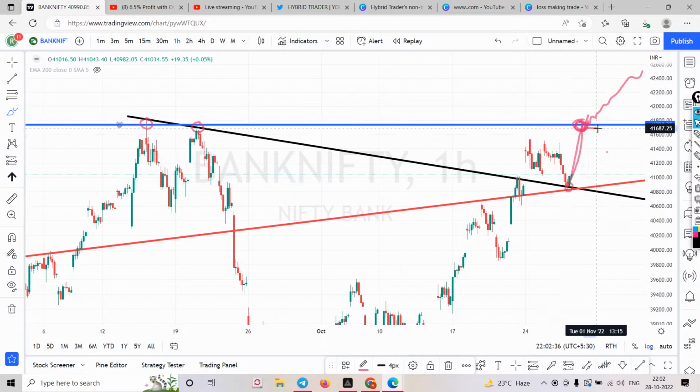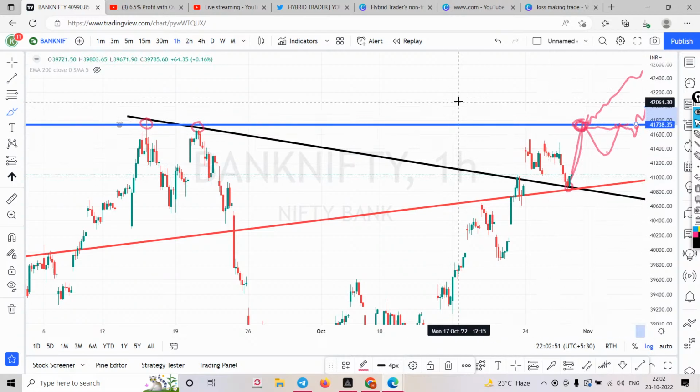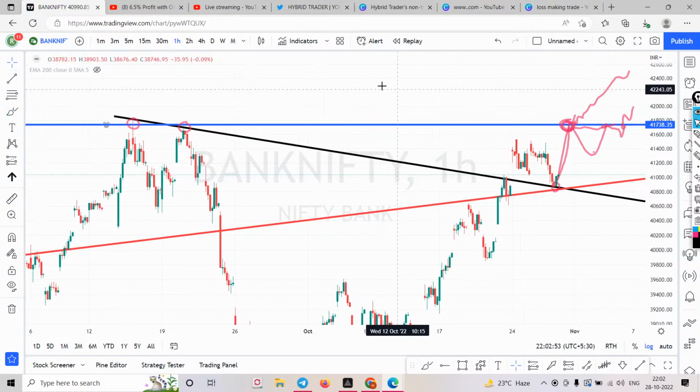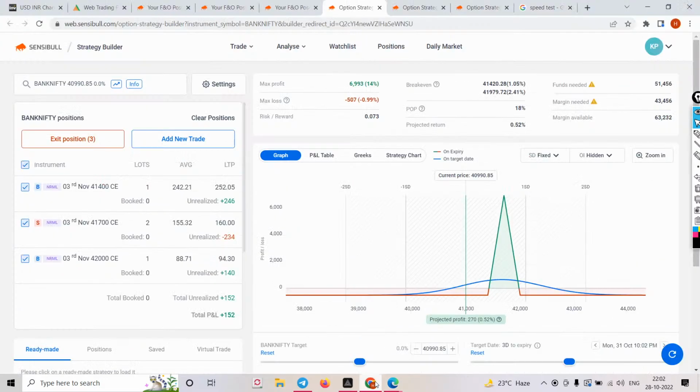Either it will go sideways for a few days, or else it will come down and then go up. It will again take the resistance, have consolidation, come down, and again take the resistance. So multi-level resistance, and then it might give a breakout. Keeping that in mind, what I've done is I went for a put butterfly, saying that even if the market goes upside, it has to come down, there is a strong resistance.